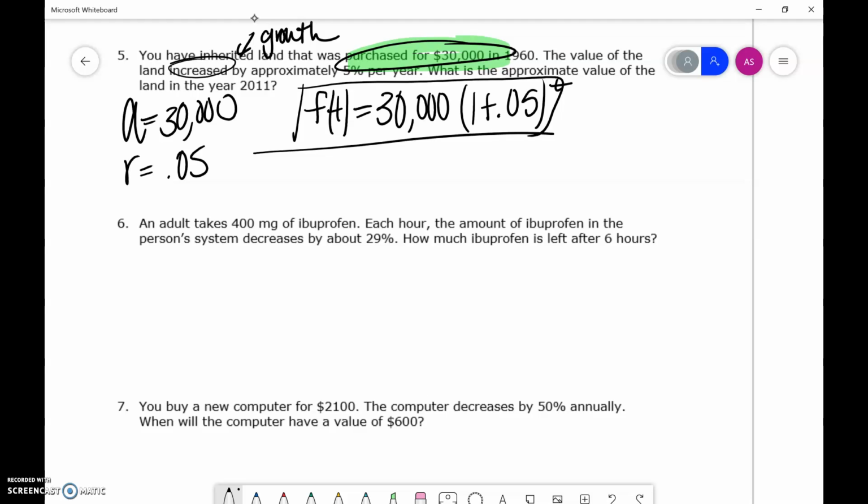Now here's one part that may be tricky. I want to know how much the land is in 2011. Make sure you subtract that by 1960, because you can't just put 2011 in for X. Okay, so I want to think about how many years it is from 2011 to 1960. Okay, you want to think about that. Okay, and that'll be 50 years. So I know that my X is going to be 51 years. Okay, yeah, 51, sorry. So I would take 51 and plug it in for t.